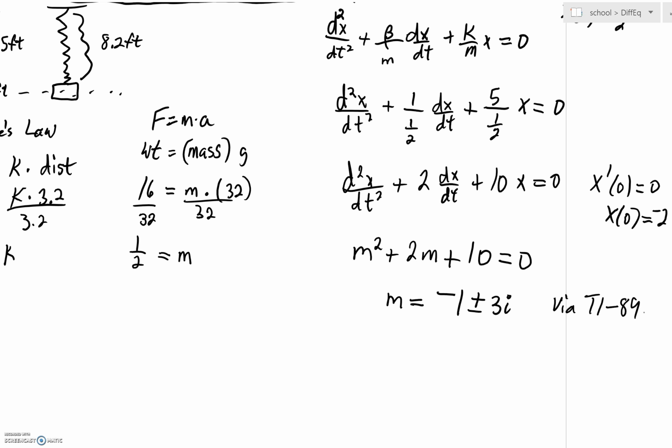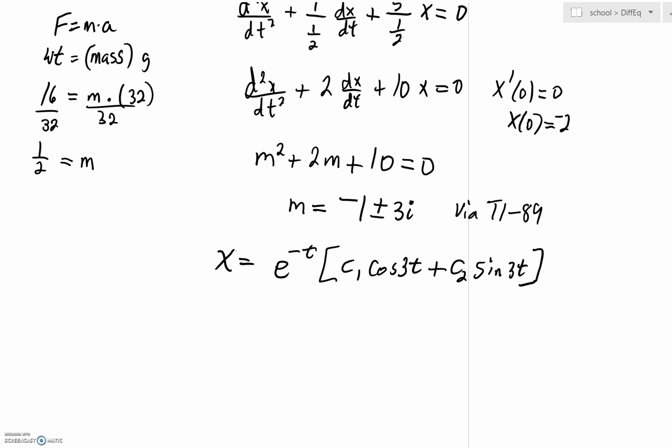And at this point, that's going to lead us to the general solution. This is kind of like our alpha and beta. We'd have e to the -1t, and then we'd have c1 cosine of 3t plus c2 sine of 3t. And wonderfully at this point, you can pretty much realize that you can now solve for your constants.